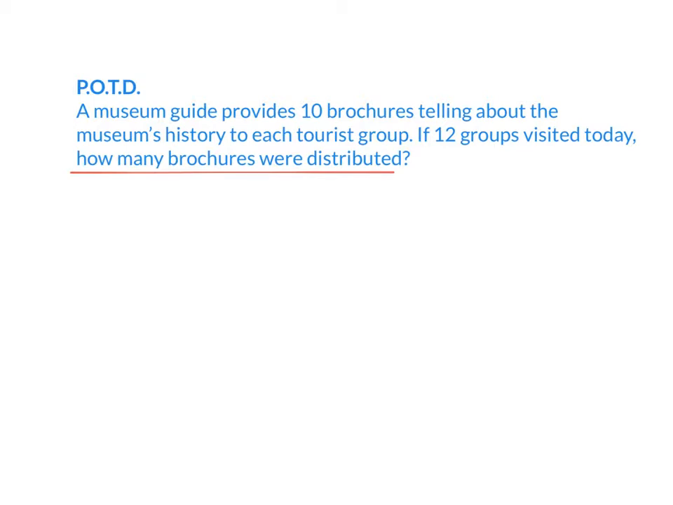What Samar said earlier, that's part of step 2, isn't it, Tarun? Yep. What's step 2? We need to write down the important information, which is 10 brochures per group. Okay, and 12 groups visited. 12 groups visited. Very good.